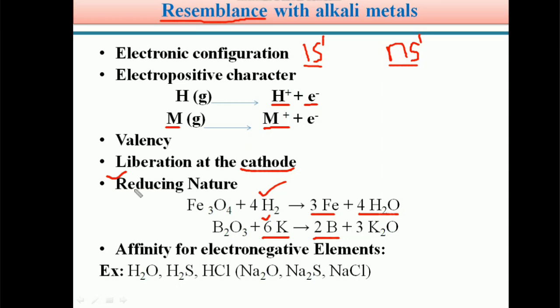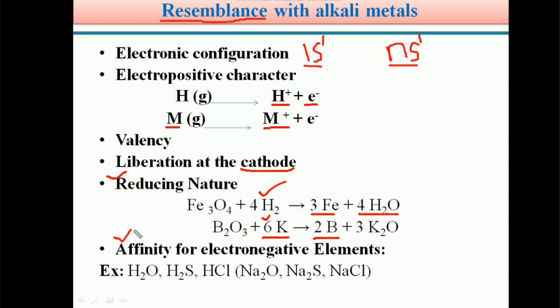So hydrogen acts as a strong reducing agent. It removes oxygen from oxides. Next resemblance with alkali metals is affinity for electronegative elements. So students, hydrogen has a very strong affinity towards electronegative elements.